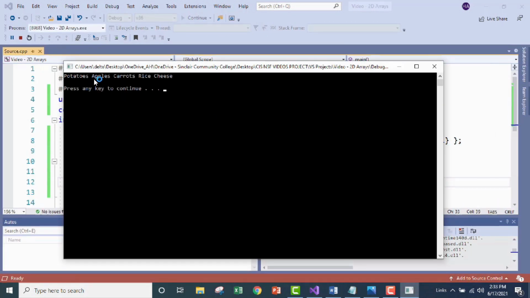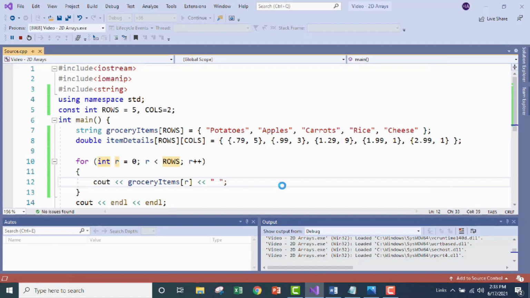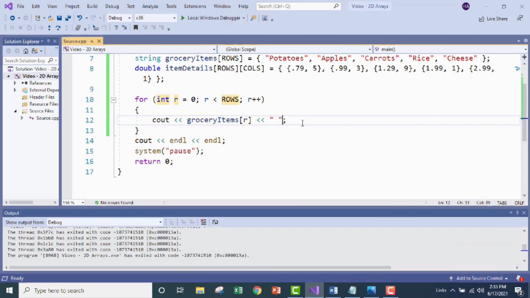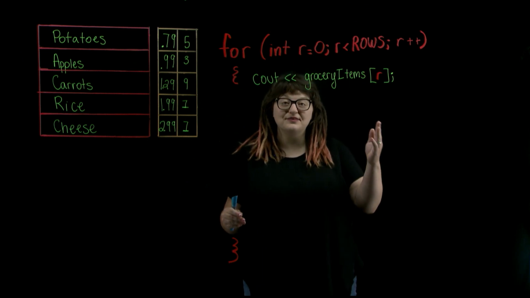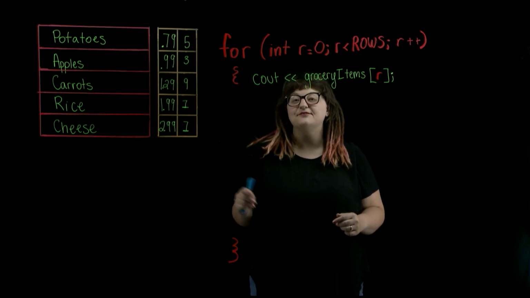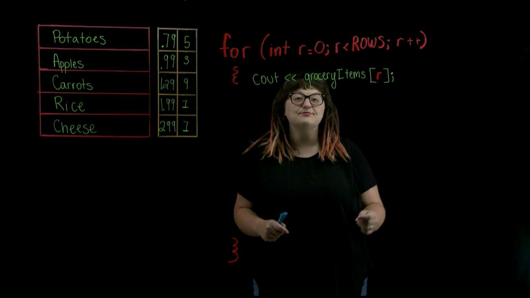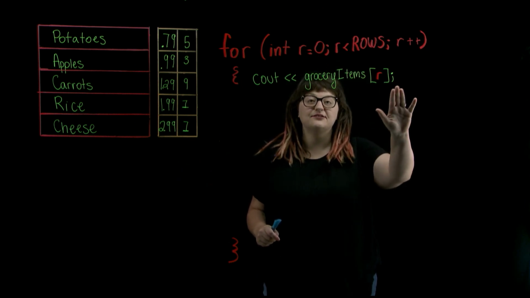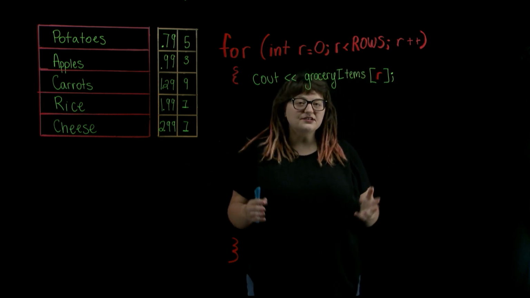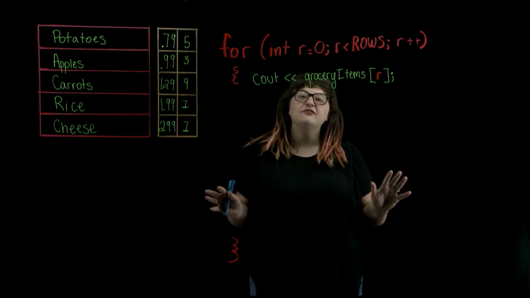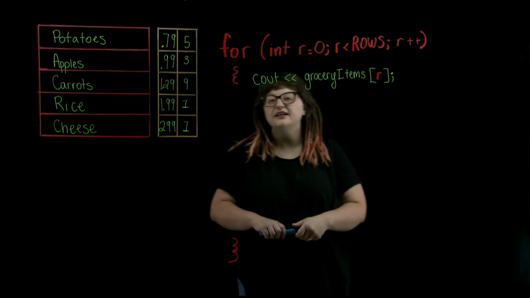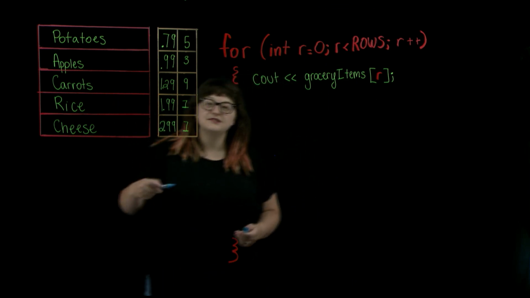Okay, great. So here's all the items for our 1D array. Next, we need to display the price and quantity. So, how are we going to do this? Right now, we've got a single for loop that we're using to iterate through our 1D array. We're using R as both our iterator and as our array index. Since R starts at 0 and increases by 1 each time our loop runs, that's working great for us because it corresponds perfectly with the indexes of the rows in our array.